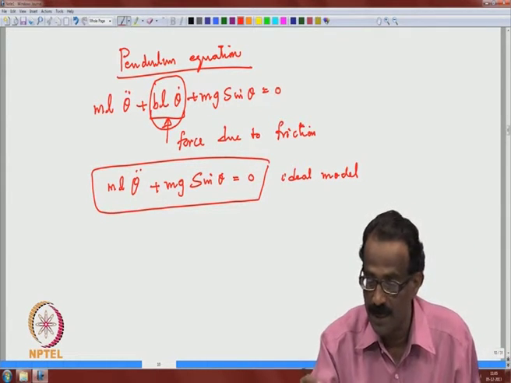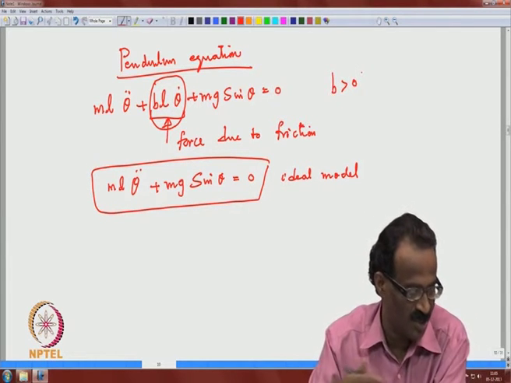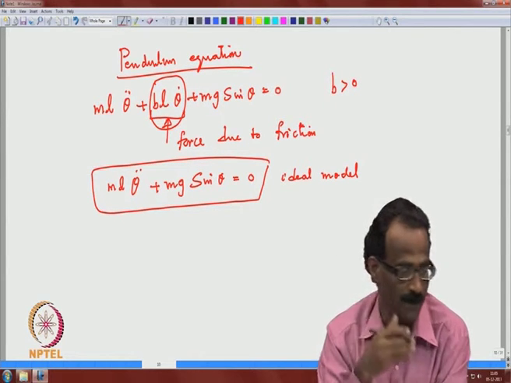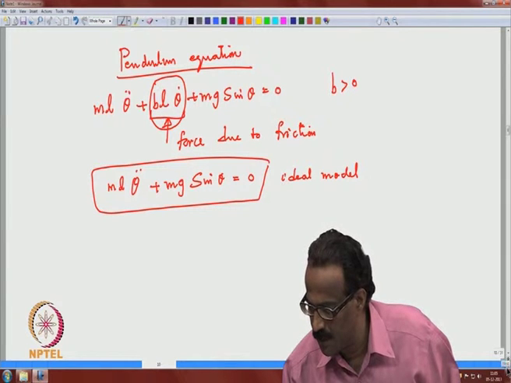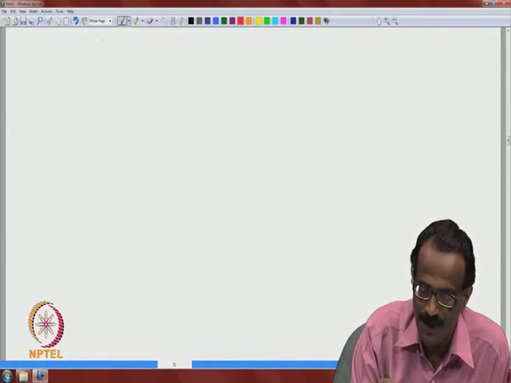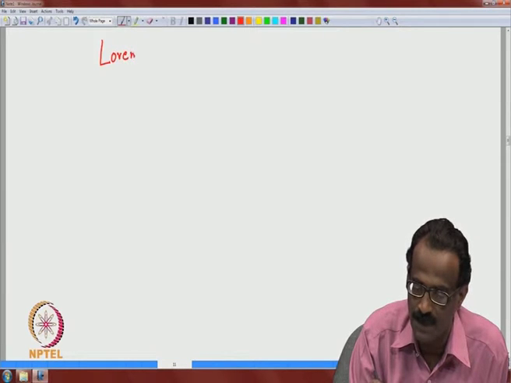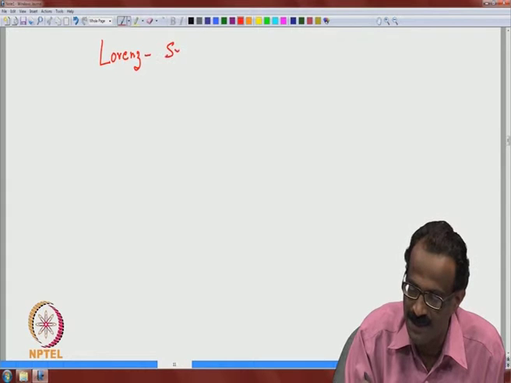And the other case, when you study B positive, is a more general case where there is a force due to friction. So, let me more or less finish by writing one more equation, probably the first system where chaotic behavior was observed, the Lorenz system. I will write down the system.